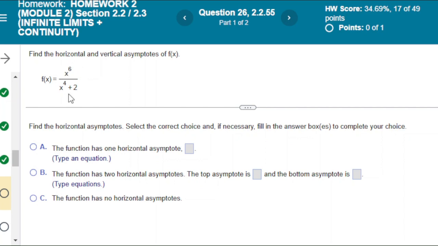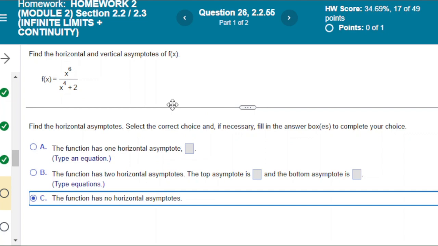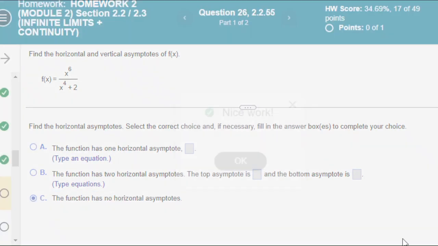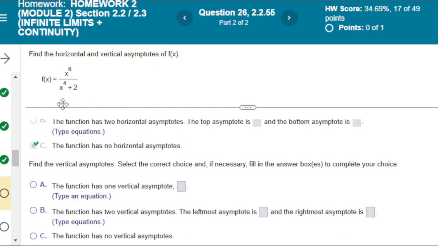So whenever the degree on the top is bigger than the degree on the bottom, there's going to be no horizontal asymptote. And this one actually, I don't think is going to have any vertical asymptotes either. In fact, it's not, because the denominator can't be factored. There's no zeros of the denominator. There's no value of x that you can plug in here that'll make that 0.